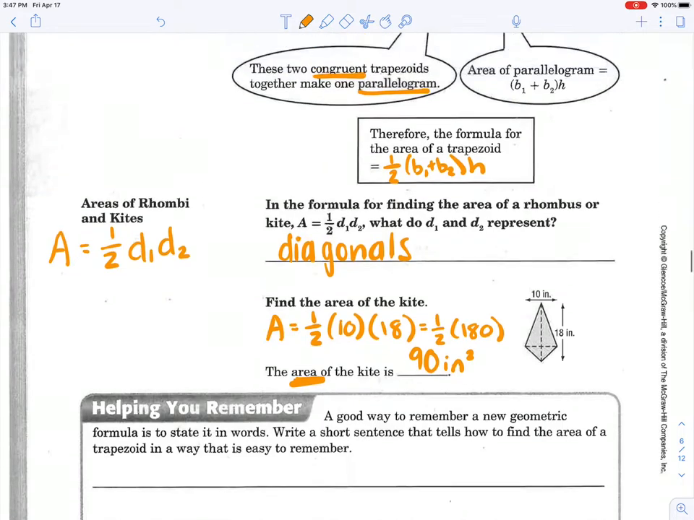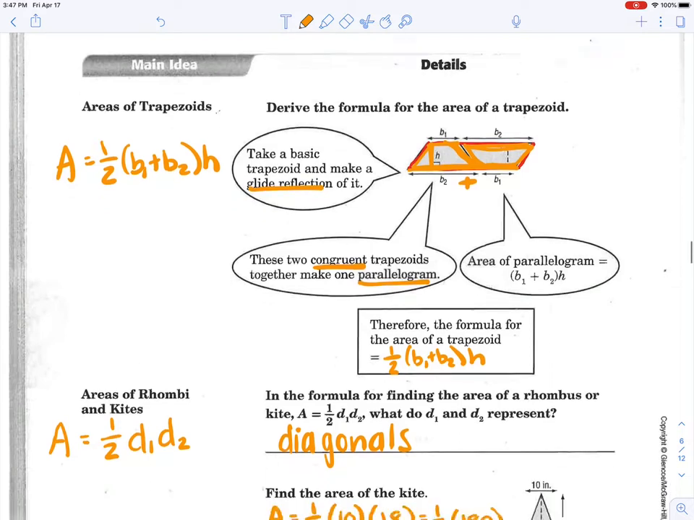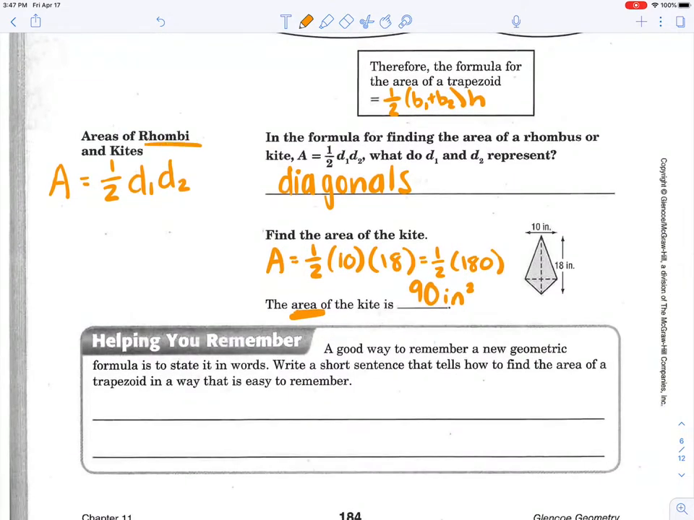So two formulas to represent three figures. We have the trapezoid, 1/2 base 1 plus base 2 times the height. And both a rhombus and a kite have the same formula, 1/2 diagonal 1 times diagonal 2. So we're going to cross this out because we have it all written up top.